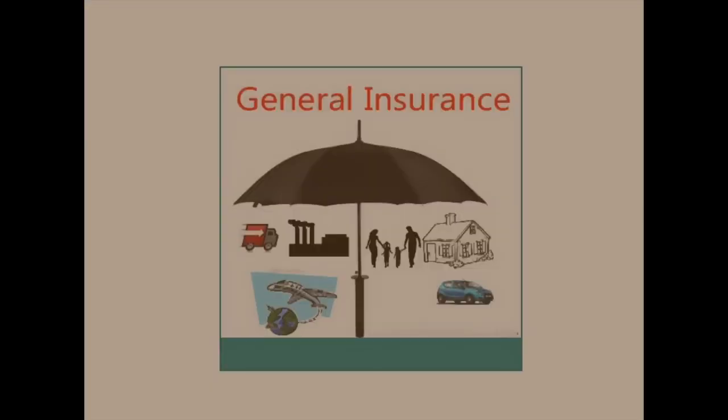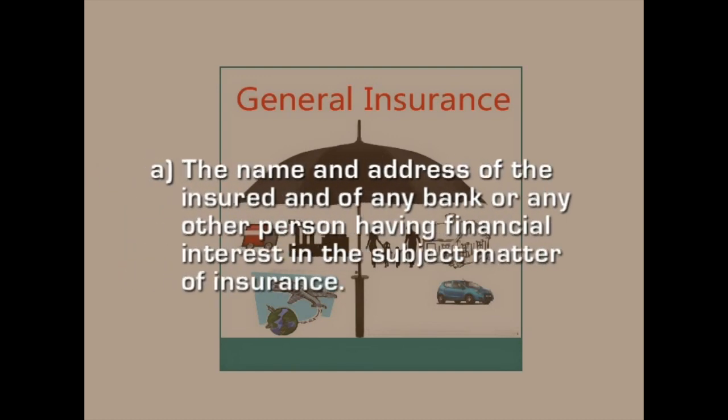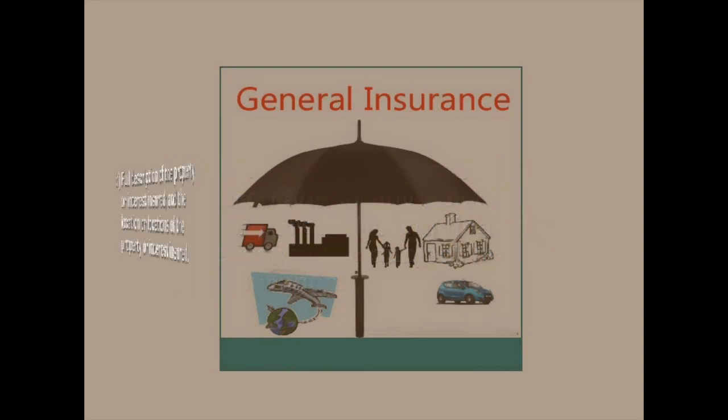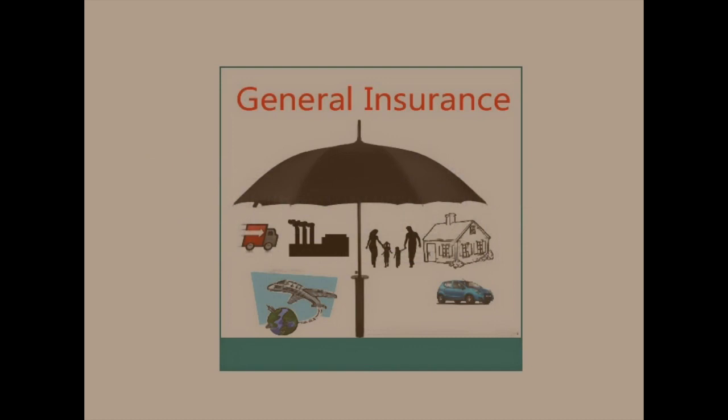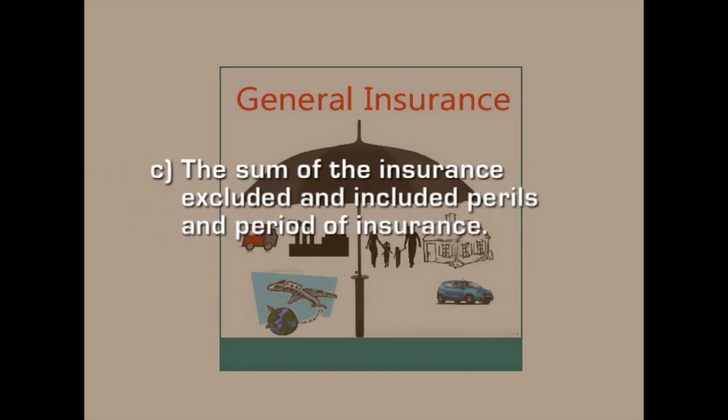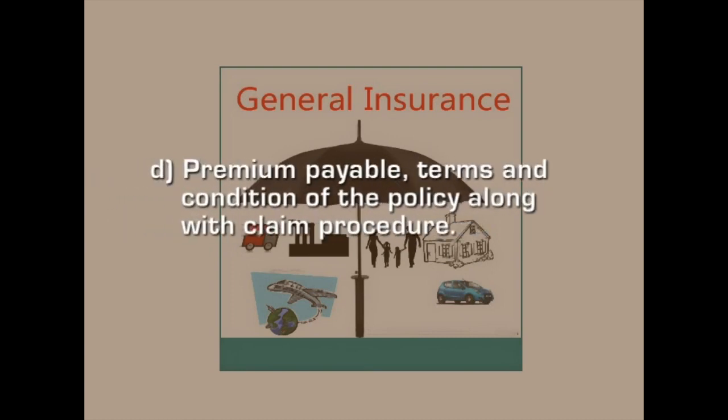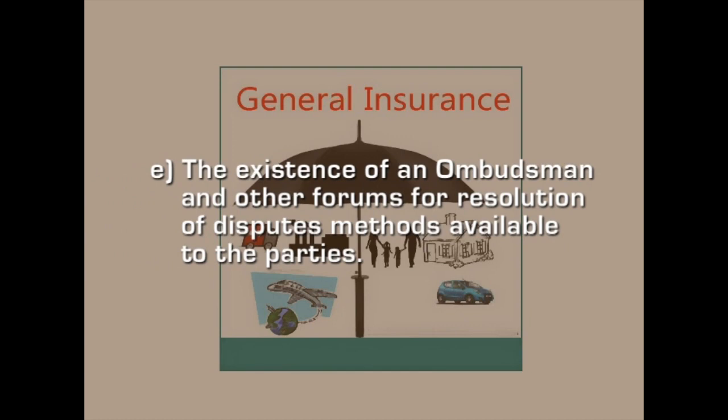The general insurance policy document generally contains the following information: the name and address of the insured and of any bank or any other person having financial interest in the subject matter of insurance, full description of the property or the interest insured, and the location or locations of the property or the interest insured, the sum of the insurance, excluded or included perils and period of insurance, premium payable, terms and conditions of the policy along with the claim procedure, the existence of an ombudsman and other forms of dispute resolution methods available to the parties.